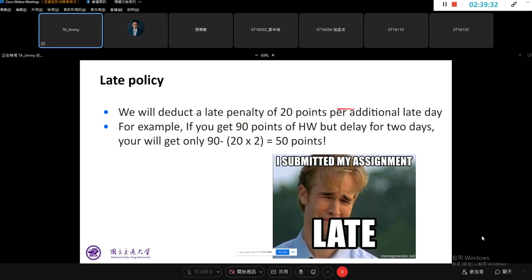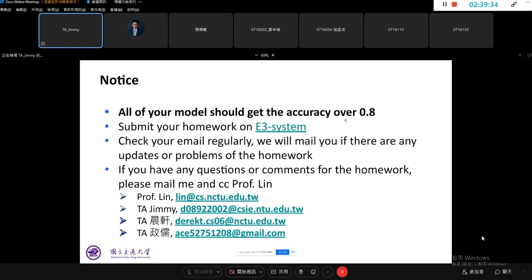So the late policy is, as usual, we will deduct 20 points per additional late day. Here is a notice: all of your models should get an accuracy over 0.8 on the provided test set. If your model fails on this number, you may have some problem implementing your algorithm. If you have any questions or comments for the homework, you can feel free to mail me and CC Professor Lin.